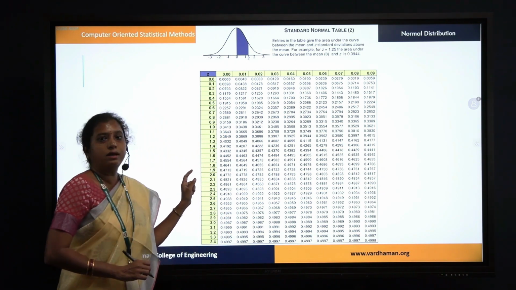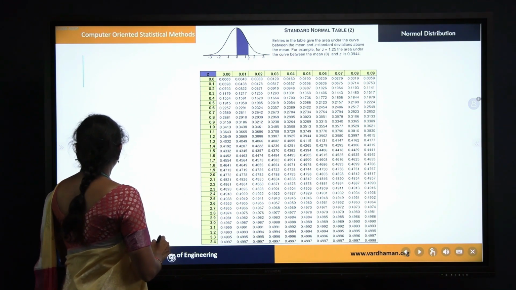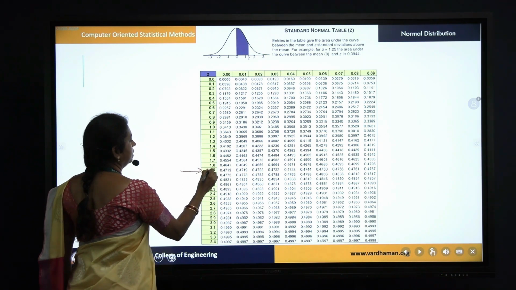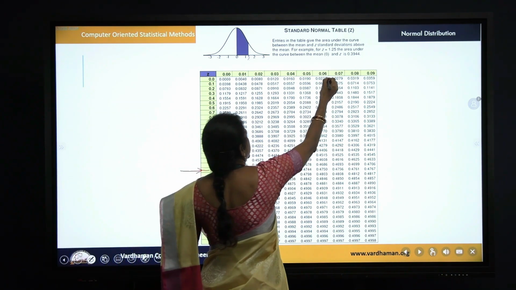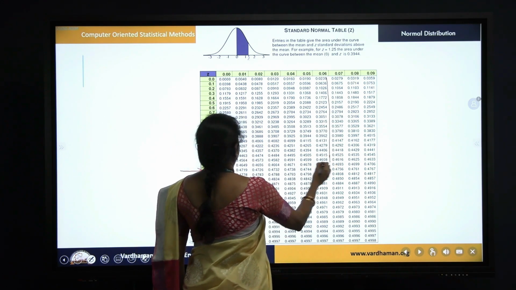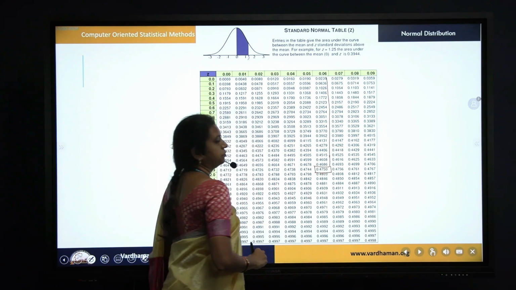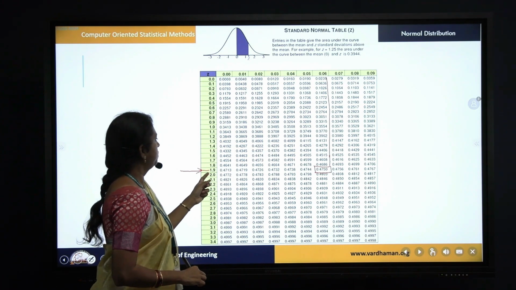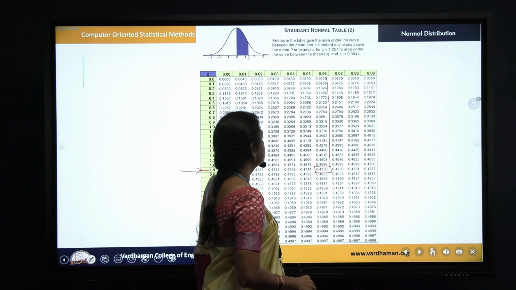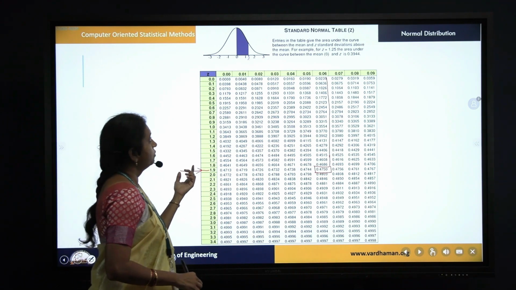That means if I say z value is 1.96, we have to look under 1.96 here. We'll take the value of 1.9 here, and under 6, that is this here. This will be the value, which is 0.4750. Right? So if z value is 1.96, then we'll take the value under 1.9, under 6, which will be 0.4750.